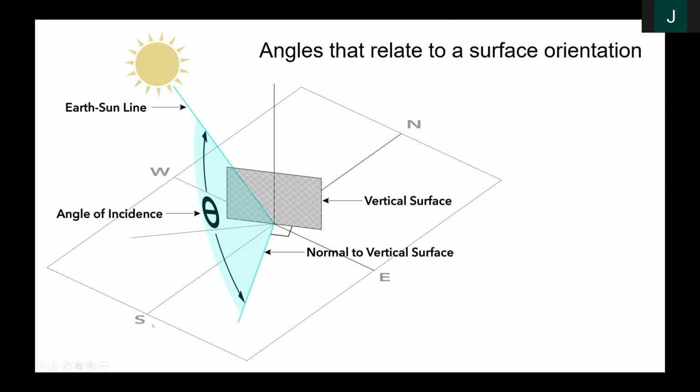The angle of incidence. This is the angle at which light is falling on a particular surface. It's measured from the normal to the vertical surface to the Earth-Sun line. So it's cutting through a plane that is neither vertical nor tangent to the Earth. So it's a plane that is unique to that particular surface and a location of the sun.